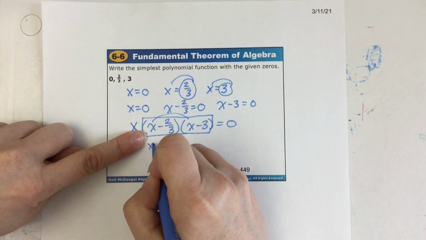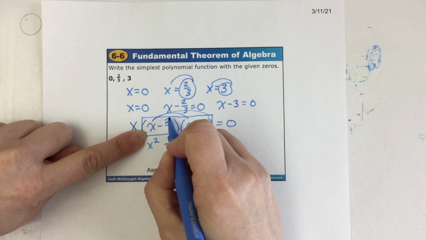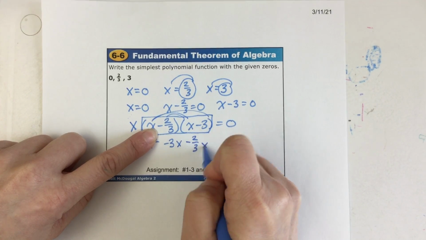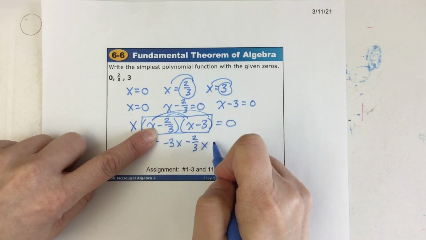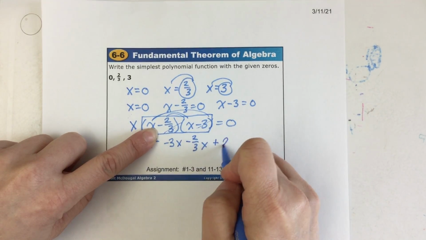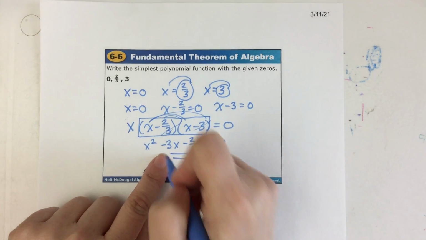X times x is x squared. X times negative 3 is negative 3x. Negative 2/3 times x is negative 2/3 x. Negative times a negative is a positive. 2/3 times 3, the 3 would cross cancel the 3, giving you a 2. I can combine my middle two terms.